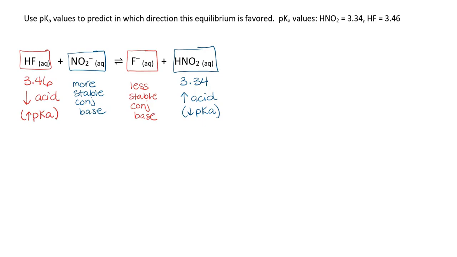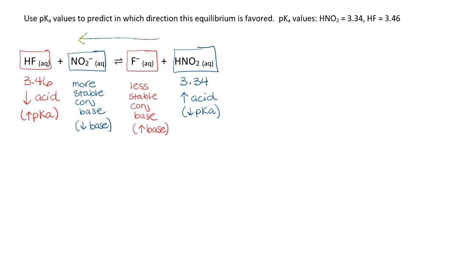Let me also just add for nitrite, which is the more stable conjugate base, it is the weaker conjugate base, and fluoride is the stronger conjugate base. So the stronger conjugate acid is more likely to dissociate to form products. Our stronger conjugate acid is HNO2, and it is more likely to dissociate and form its products. That means that we expect the direction of the equilibrium to be favored toward reactants.